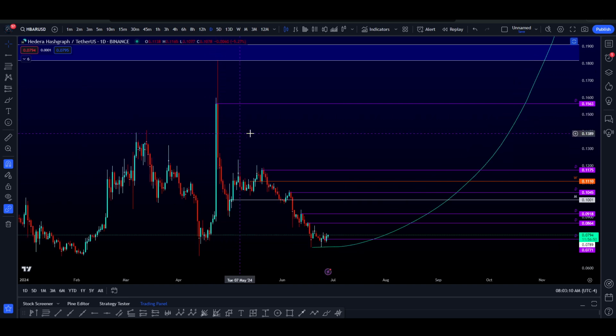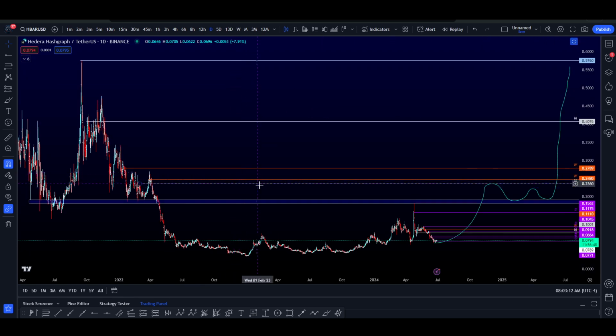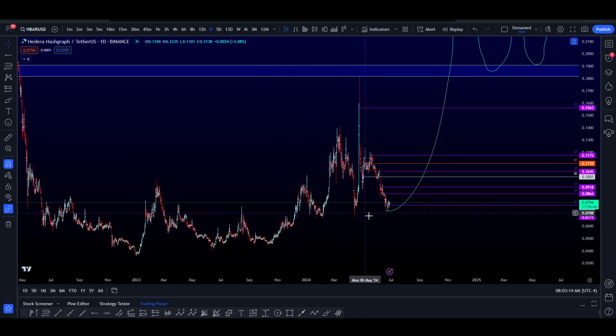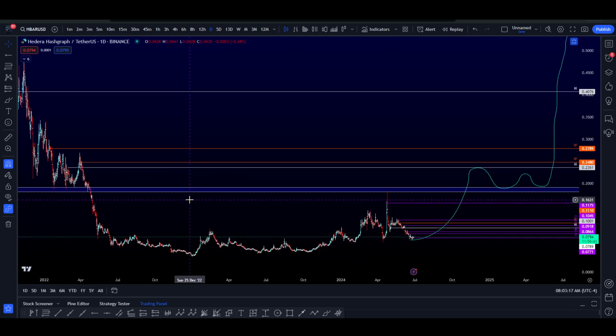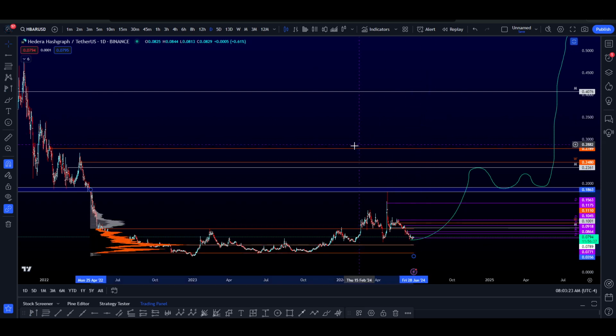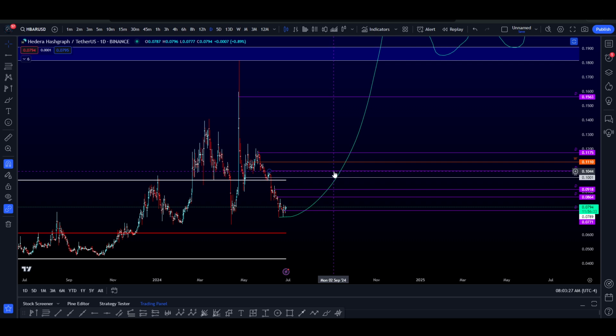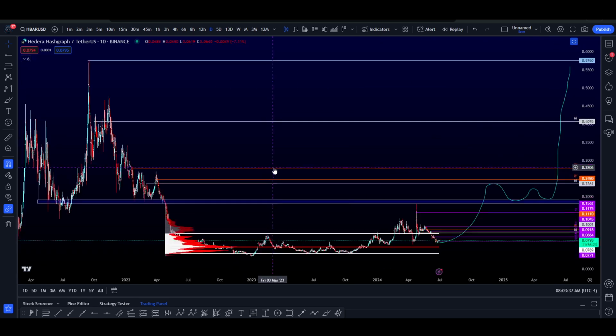Now that's all been marked, we can go ahead and zoom out a little bit. Do a fixed range volume profile pull, so from the sell-off here to where we are now. So the most amount of volume has been traded at around 62 cents. Value area high sitting at around 10 cents.